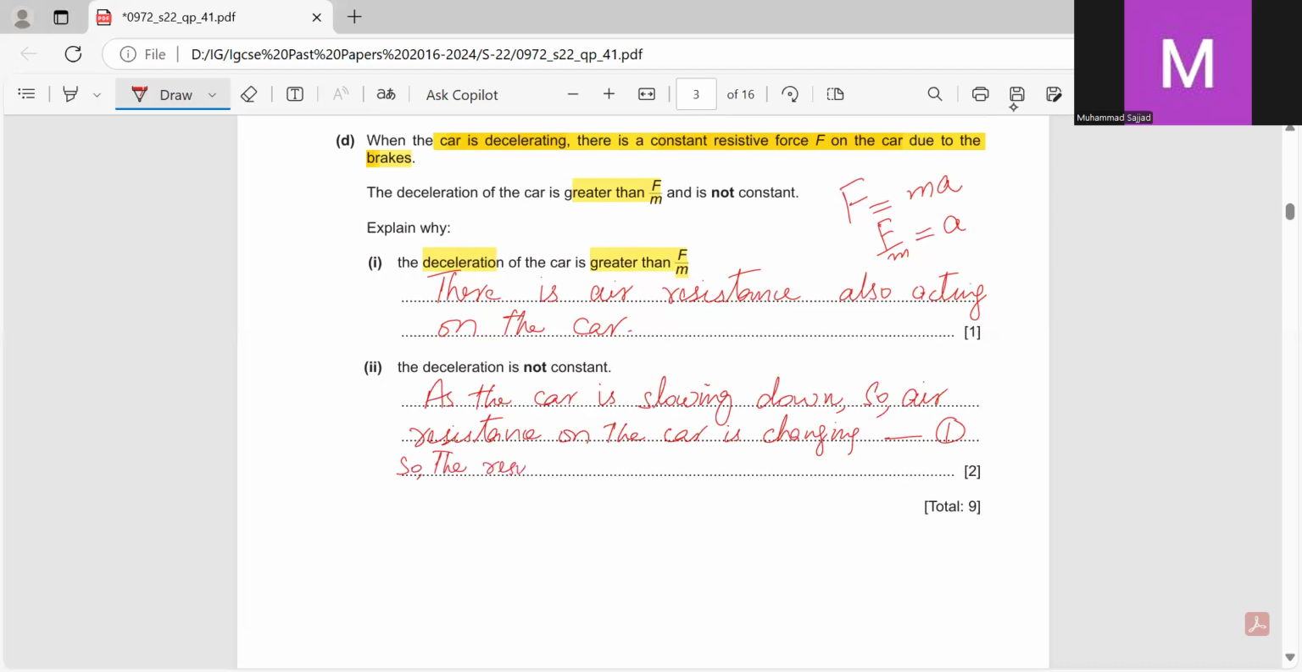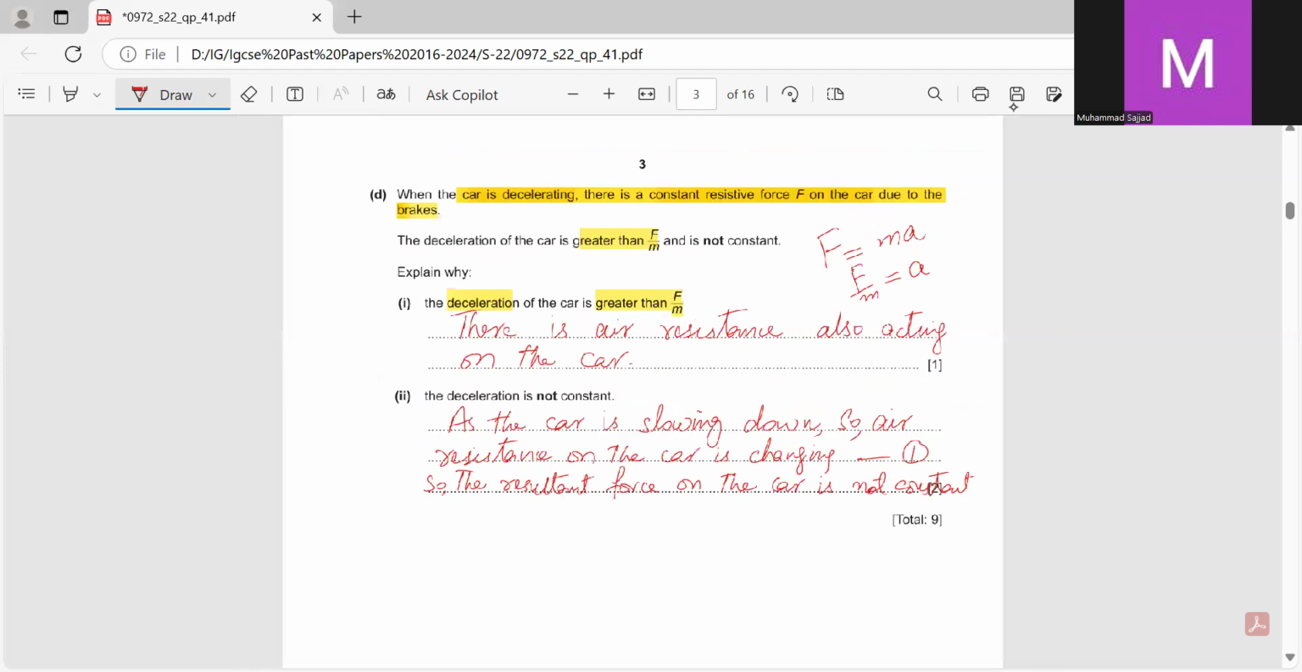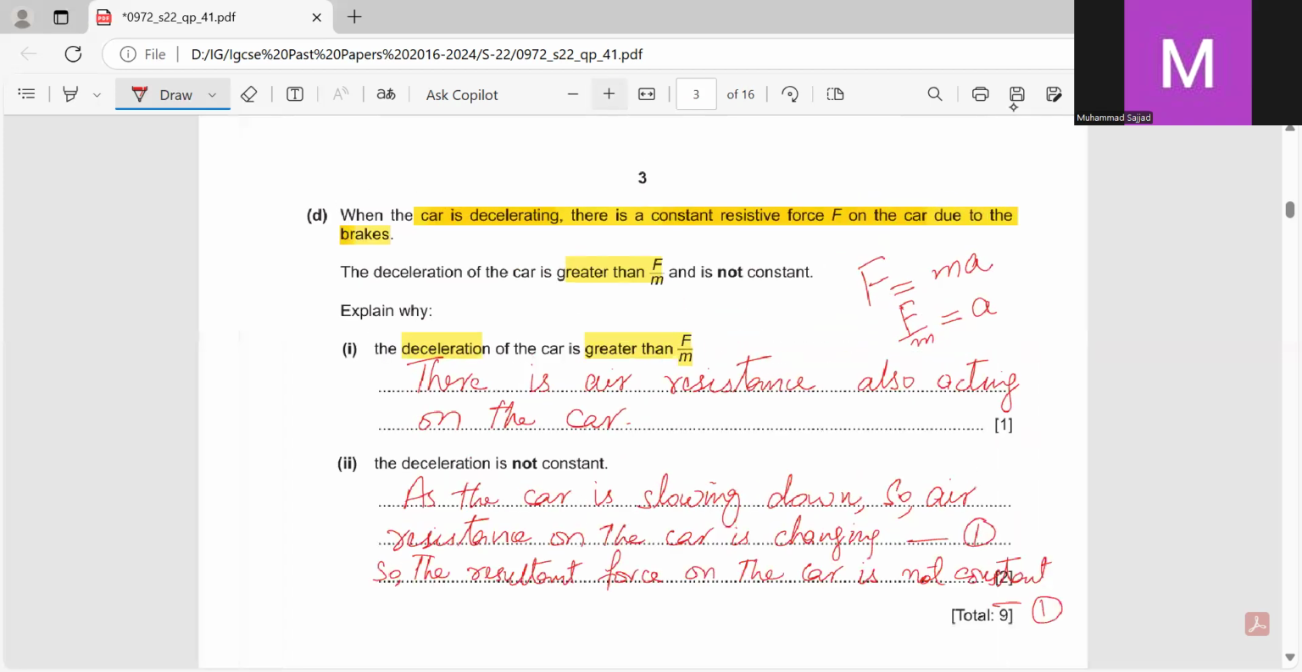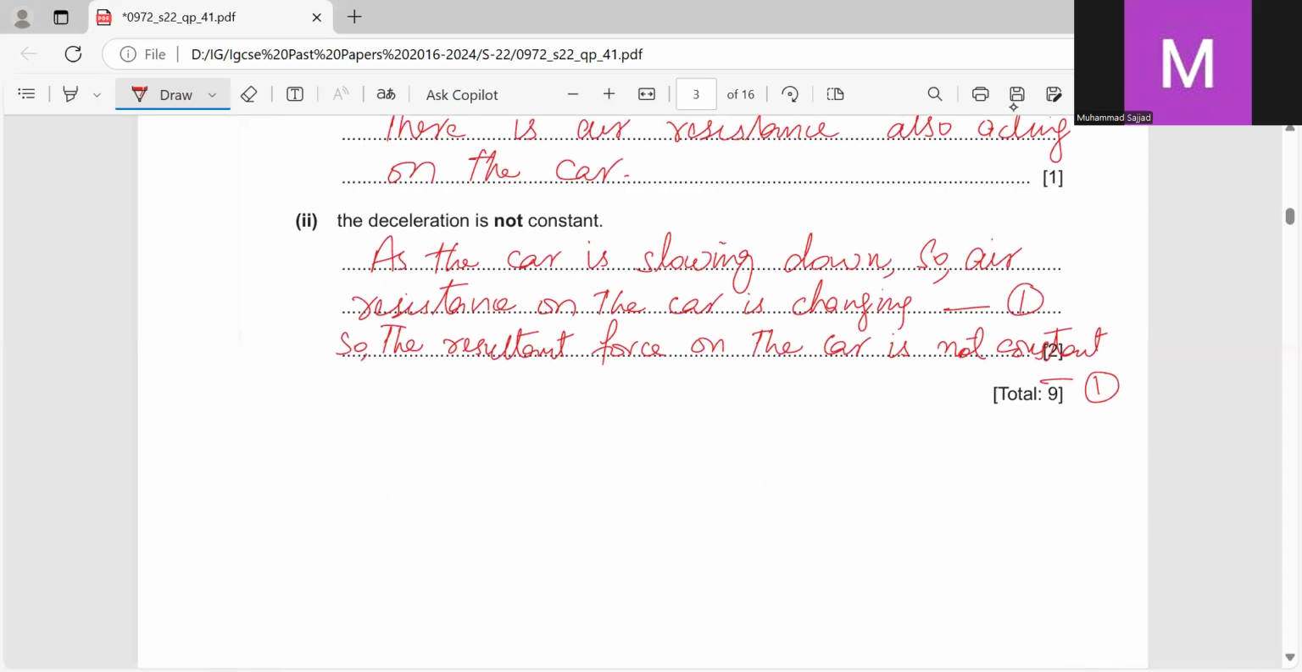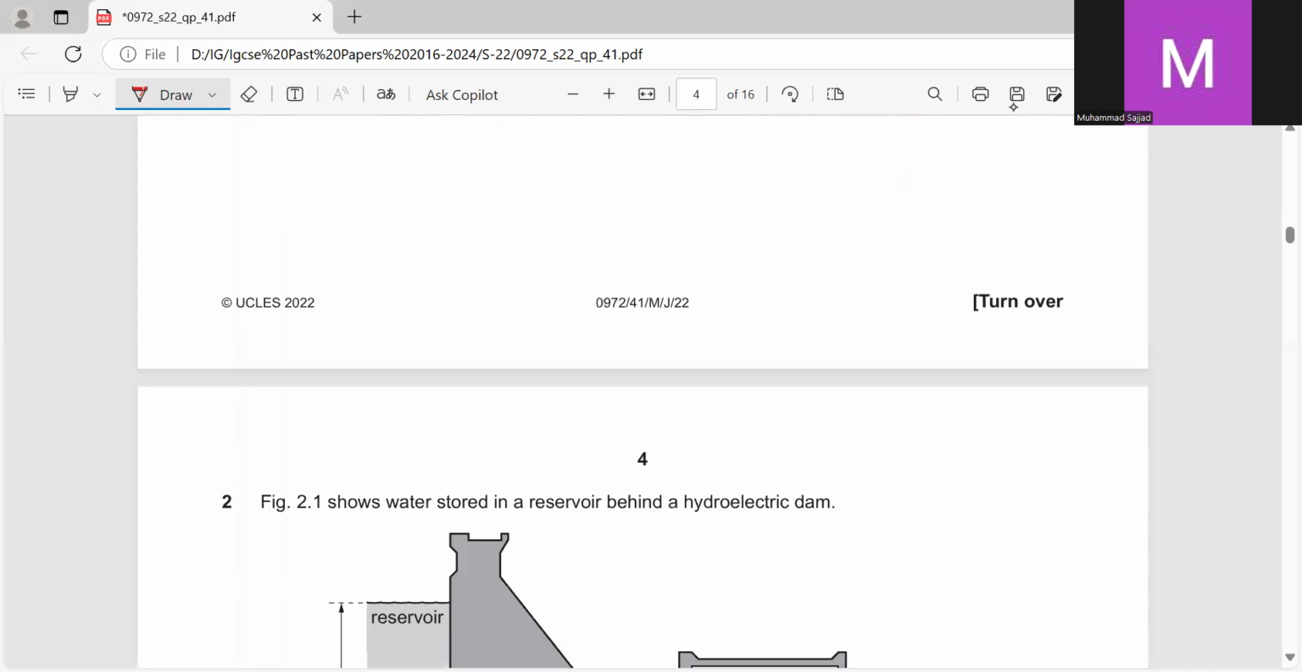So the resultant force on the car is not constant. So your acceleration is also not constant. That will be the second mark. So in this way, you will score these 2 marks. Okay, my dear friends, let's move to the next question.